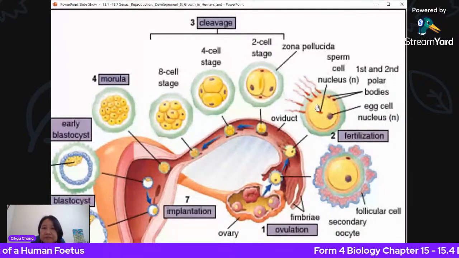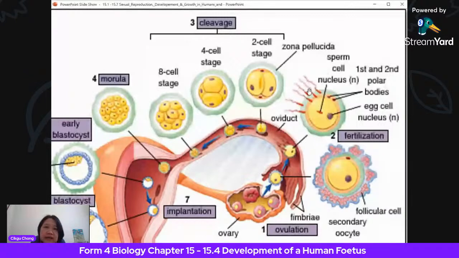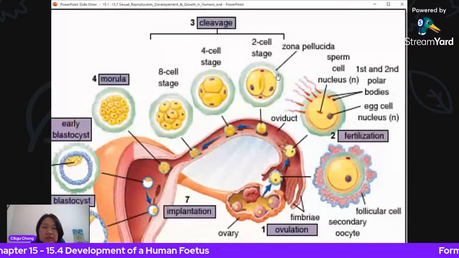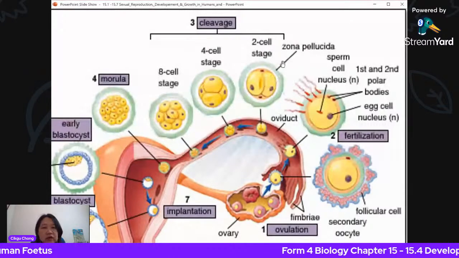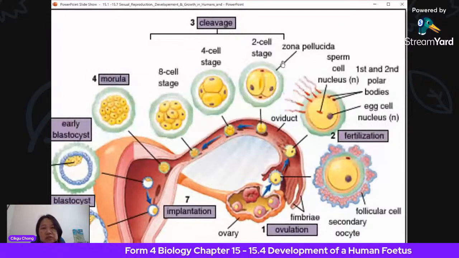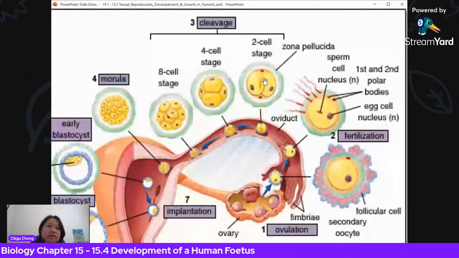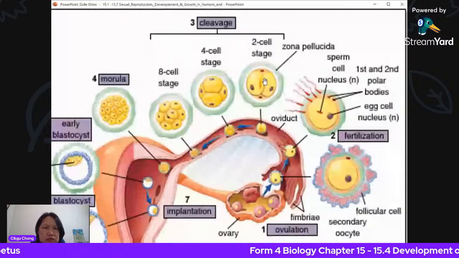Once that happens, you have one cell called a zygote. After that, the cell does not remain one forever. The cell will undergo a series of cell divisions called mitosis, where one cell becomes two, so you get two cells. Again, there's no specific name at this moment. It's just known as a two cell stage. After a certain number of hours, it will cleave itself.